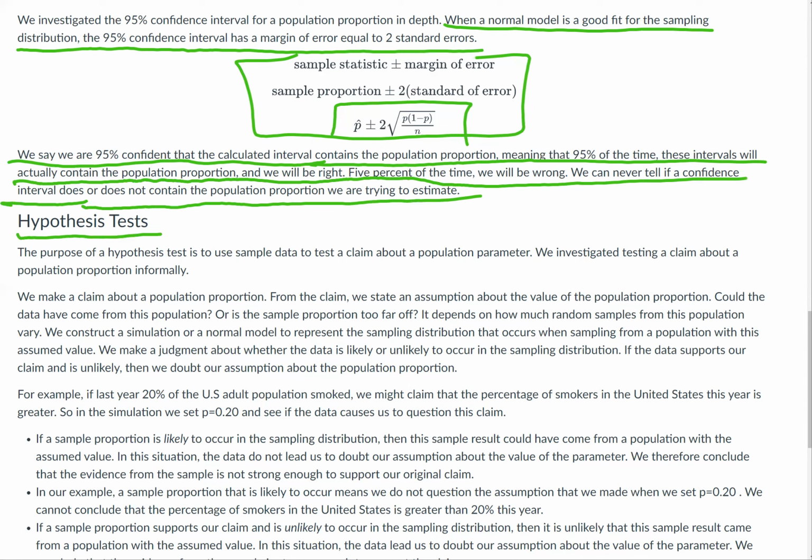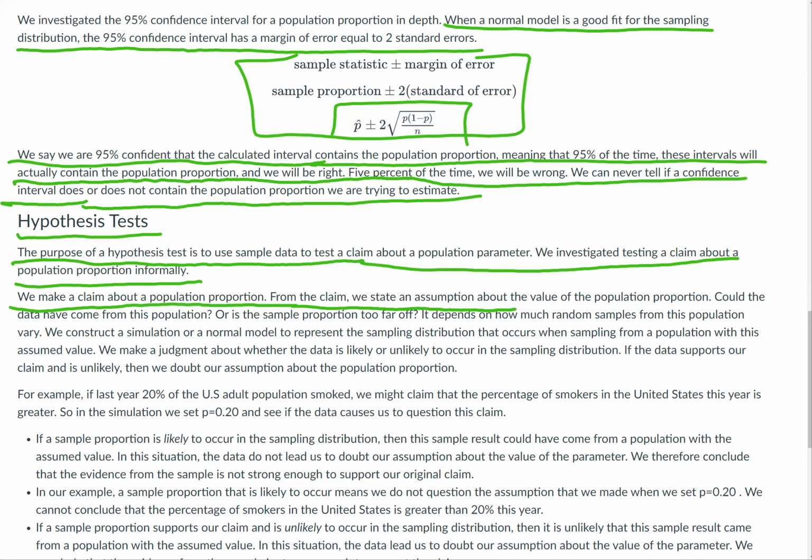Now, on the other hand, hypothesis tests. The purpose of a hypothesis test is to use sample data to test a claim about a population parameter. We investigated testing a claim about a population proportion informally. We make a claim about a population proportion. From the claim, we state an assumption about the value of the population proportion. Could the data have come from this population, or is the sample proportion too far off? It depends on how random samples from this population vary.